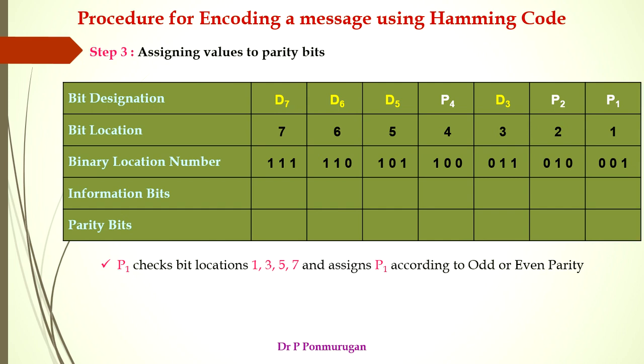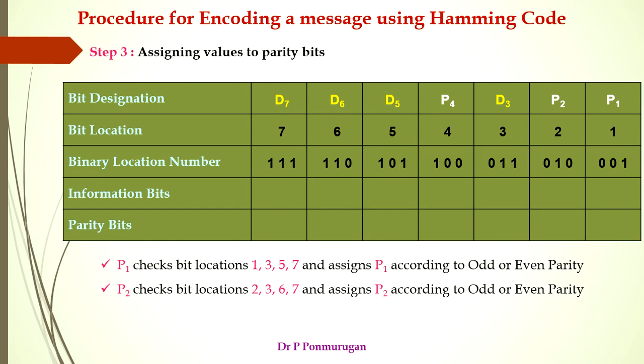Once we want to finalize or fix the value of P1, we have to check the bit locations 1, 3, 5 and 7. Why? Because these have 1 in the LSB bits. So this is the reason why we are checking all these 1, 3, 5, 7 bit locations for calculating P1. It has to satisfy either odd parity or even parity, which is assumed to satisfy the condition, and then the finalized parity bit can be calculated.